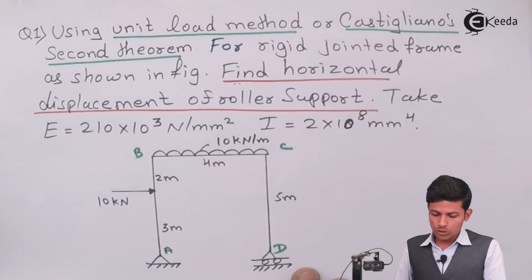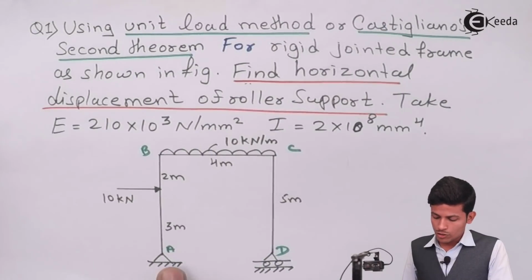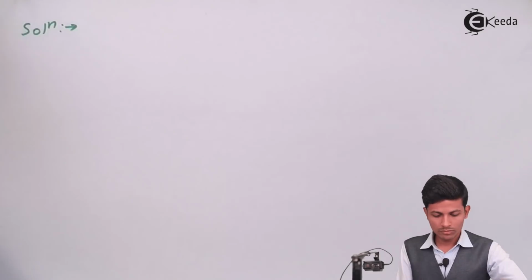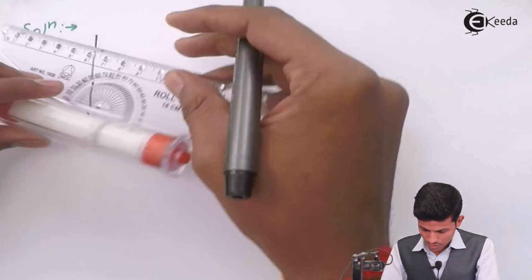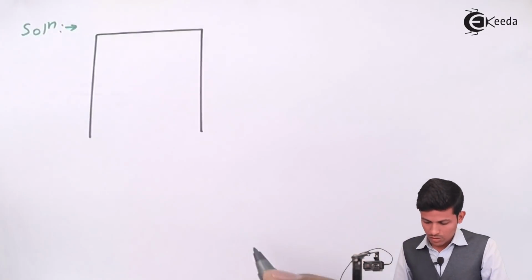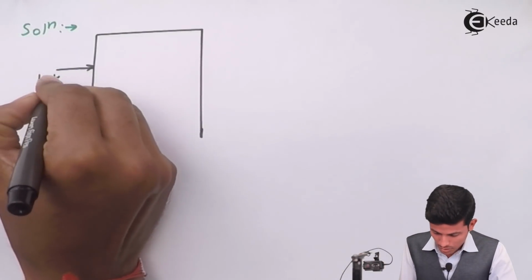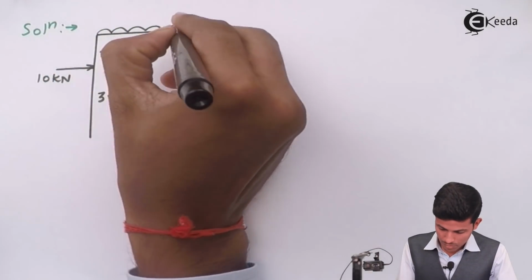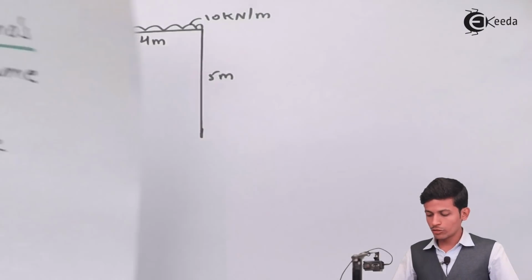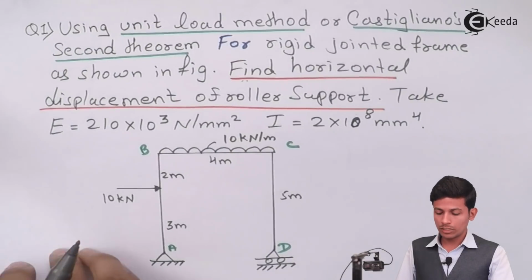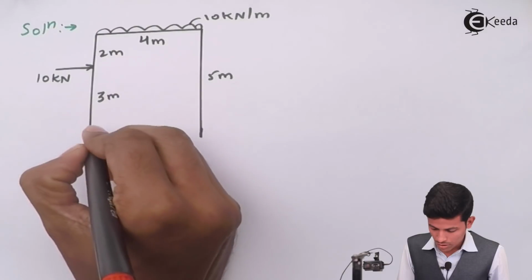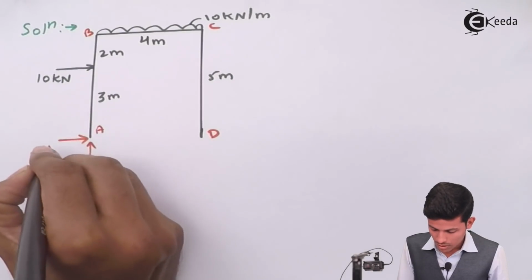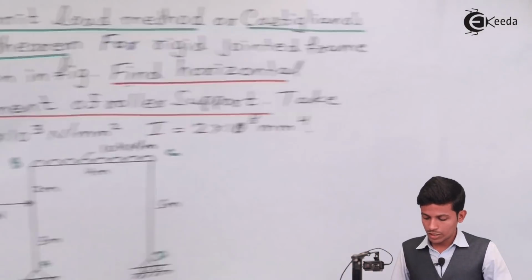Now let's start with the question given over here, and start the solution. First, draw the same diagram as it is, and label the points A, B, and D. This is a roller and hinge support, so there will be two reactions at the hinge: this is VA and this is HA, and this is the roller support, that's why there will be only one reaction.